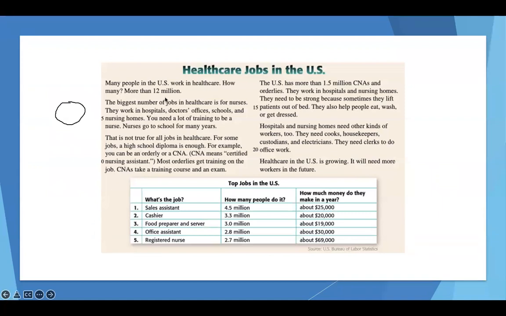So it won't be 12 million because that's the number of total healthcare workers. It says the biggest number of jobs in healthcare is for nurses. And we have to look down at the chart to get how many people do it. 2.7 million.